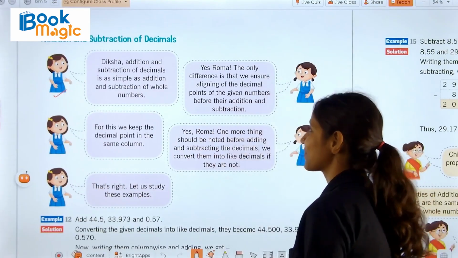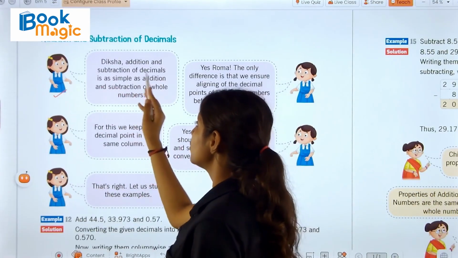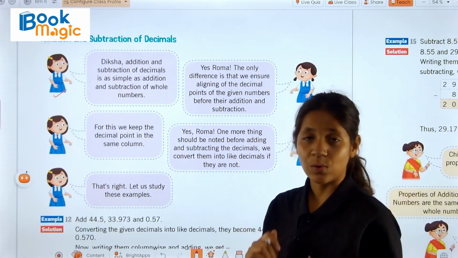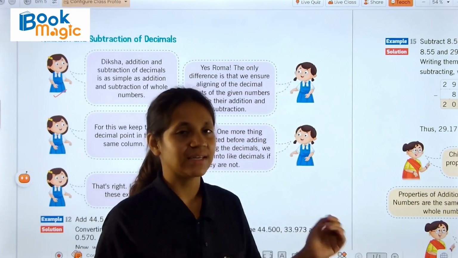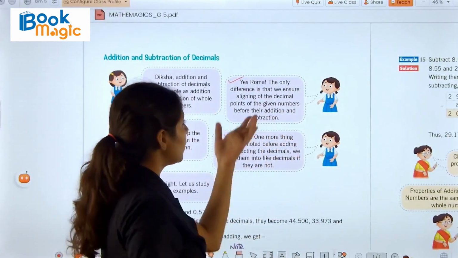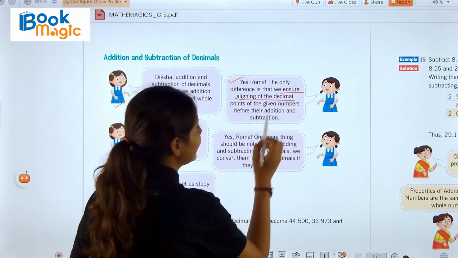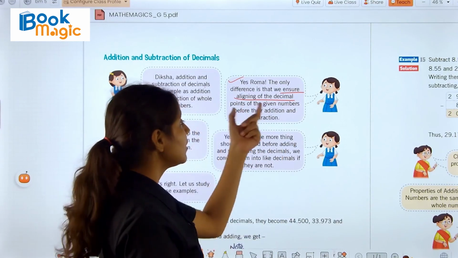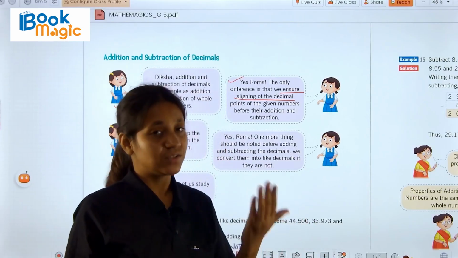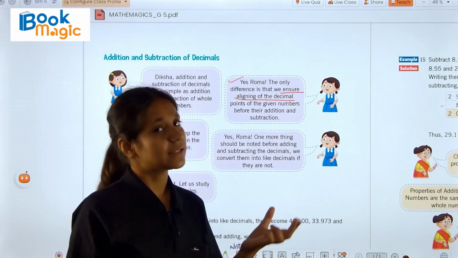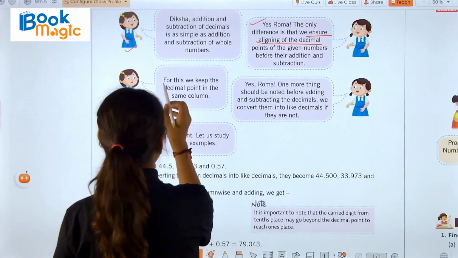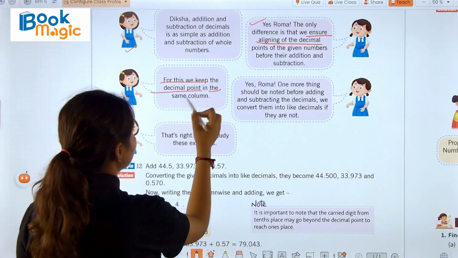Student is saying, Diksha, addition and subtraction of decimals is as simple as addition and subtraction of whole numbers. Then Diksha replied, yes Roma, the only difference is that we ensure aligning of the decimal points of the given numbers before their addition and subtraction. Then Roma replied, for this we keep the decimal point in the same column.